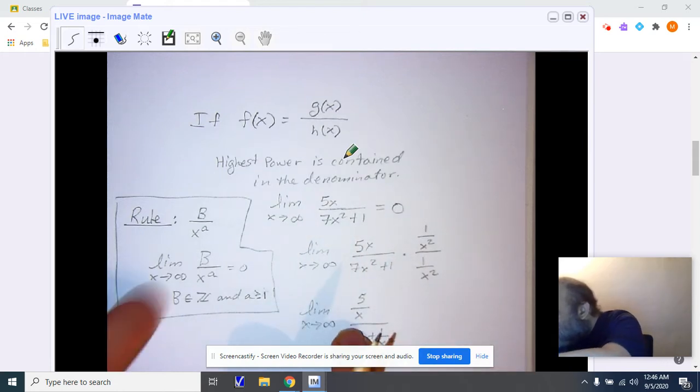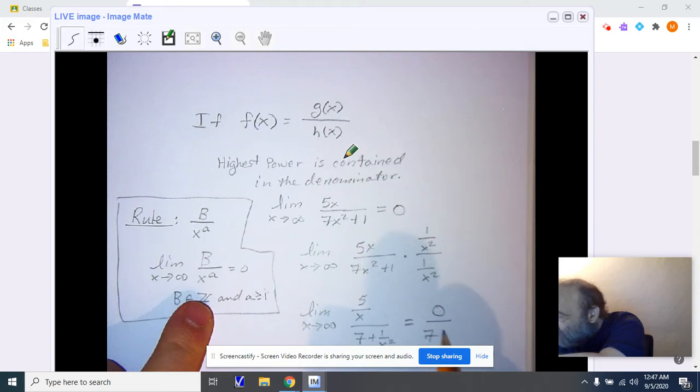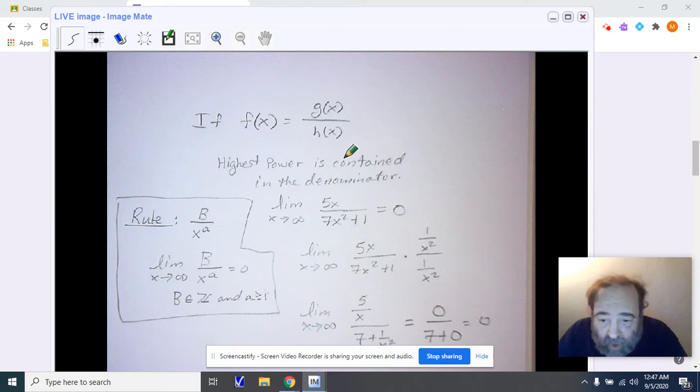Since 5 over x fits this pattern, we know that we're going to get a 0, and the denominator has a 0 as well. But when we simplify it, our answer simply turns out to be 0. So here's our first situation, when the highest power is contained in the denominator.